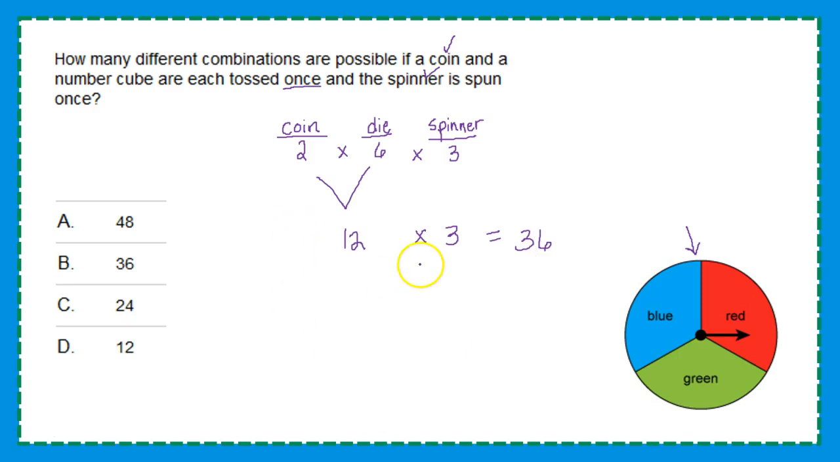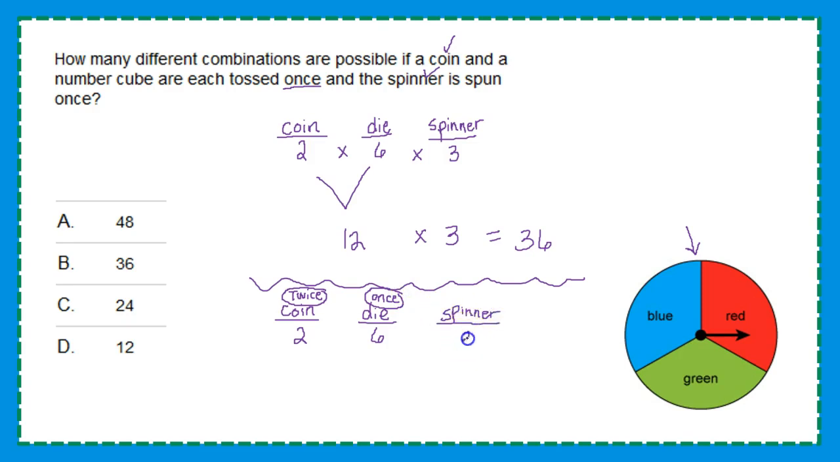Okay, so now if you were to look at another scenario, let's say the same thing. Let's say instead it says the coin is tossed twice, so they're going to toss the coin twice. They're still going to spin or toss the dice once. And they're still going to spin the spinner once. And it still has 3 possible outcomes. Okay, so then what you do, since it's twice, you would say 2 times 2 times 6 times 3.